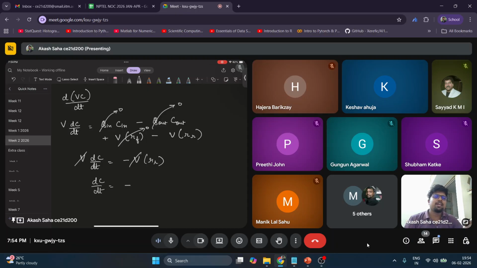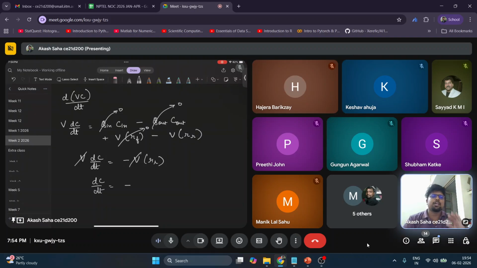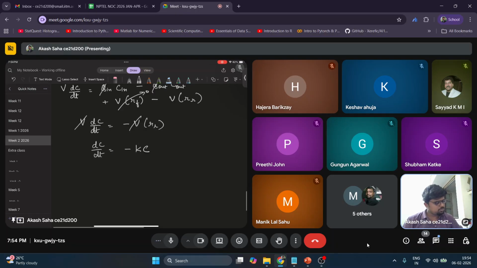Yes, but why is it only Kc? Why not Kc to the power 2 or Kc to the power of 0? Because it's a first order reaction. For most of the cases, we will assume it to be a first order reaction or first order degradation. So that's why it is minus Kc. It can be power of 0, power of 2, power of 3, whatever, but we are assuming it to be a first order reaction. So it is Kc.